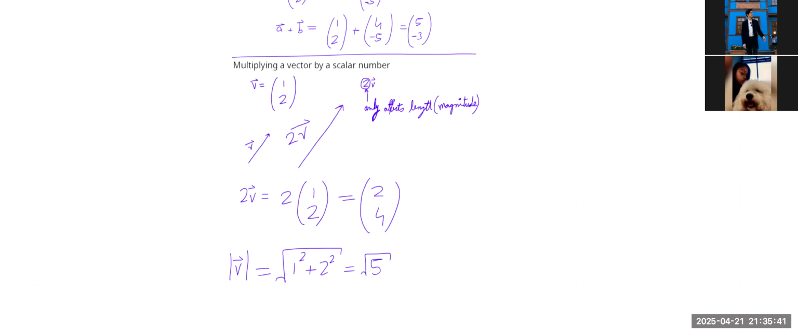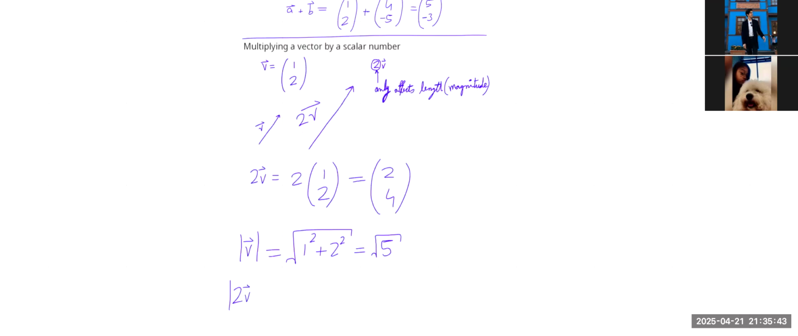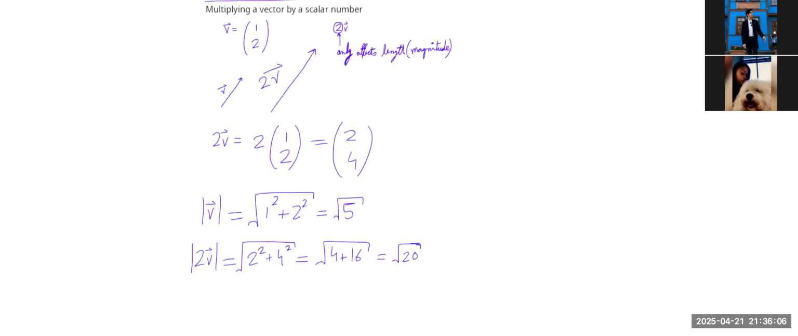Now let's do the same thing for the magnitude of 2v. This is 2v. So what is it going to be? 2 squared plus 4 squared, and then root it, which is 4 plus 16, square root, which is root of 20, right? Yeah. Correct? Okay. Now here's the interesting thing.